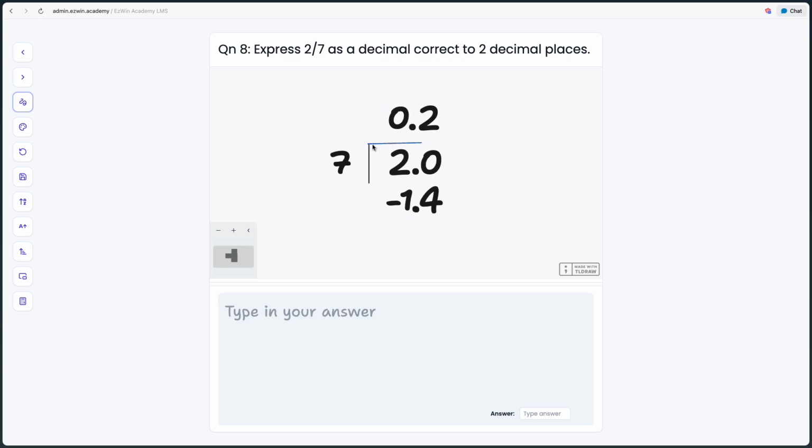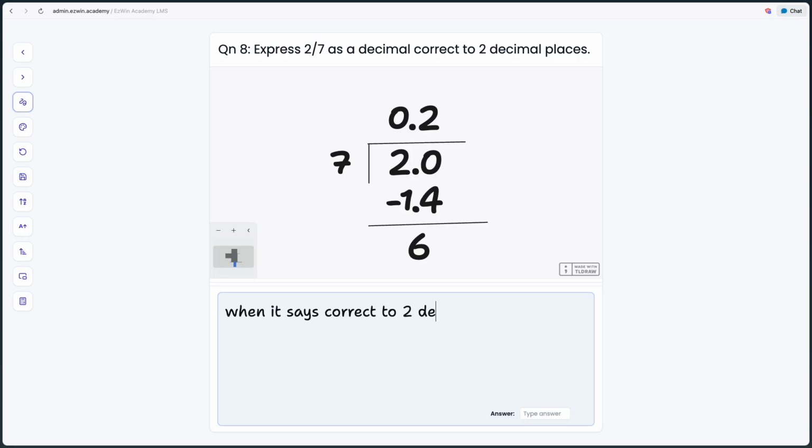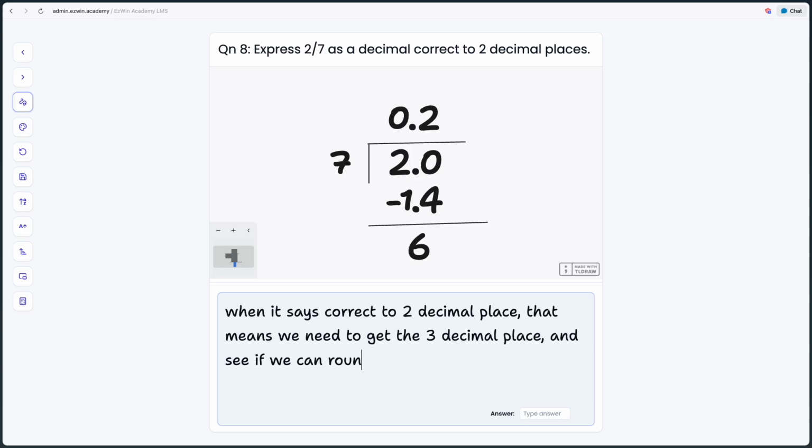Okay, pretty straightforward. Then after that, we'll just do 20 minus 14, this will give us 6. Okay, so this will be 6. And then correct to 2 decimal places. So when it says correct to 2 decimal places, that means we need to get the 3rd decimal place and see if we can round it.